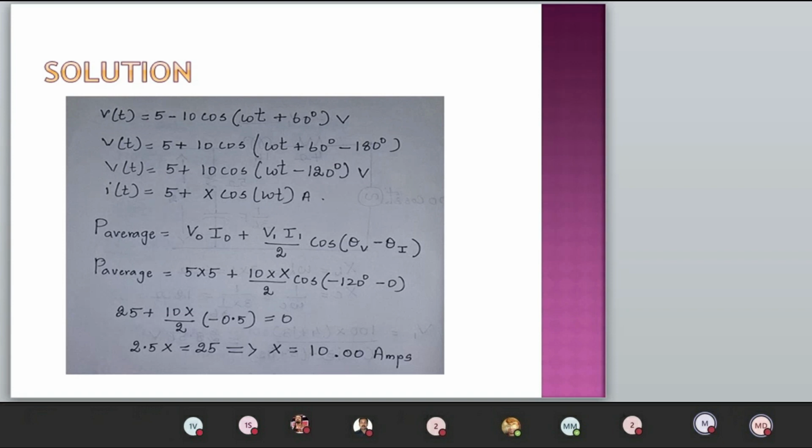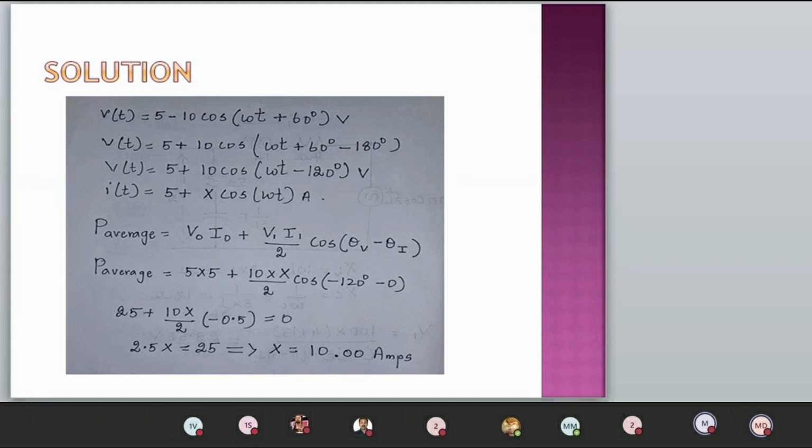So let us convert V of t also into plus. I'm going to subtract 180 degrees. So omega t plus 60 minus 180 degrees. This will give you V of t is 5 plus 10 cos omega t minus 120 degrees. And you already know that I of t is 5 plus x cos omega t, which is given in the question. And you're supposed to find the factor x. Now let us proceed.